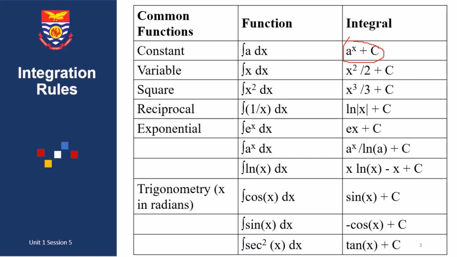However, assuming that here is 1, x to the power 1, then we are going to get x to the power n divided by n plus 1 plus c. So in this case, assume that x is to the power 1, then we are going to have n plus 1, which will give us 2, over n plus 1, which will give us 2. So that is why we have x squared divided by 2 in this. And if you are integrating a square, then your end result is going to look like this. So we can integrate some common functions such as reciprocal, exponential, trigonometry, and remember, in trigonometry it is always in radians.